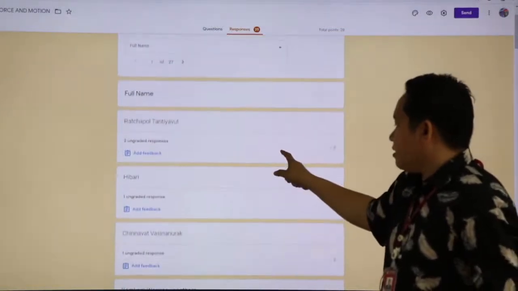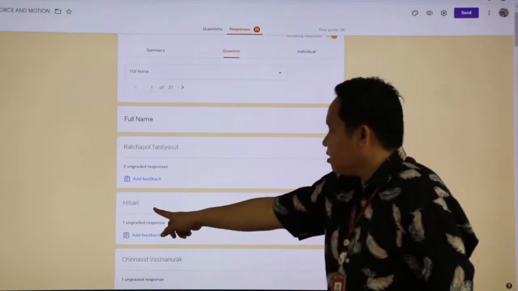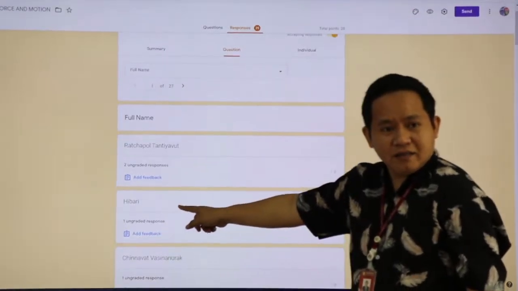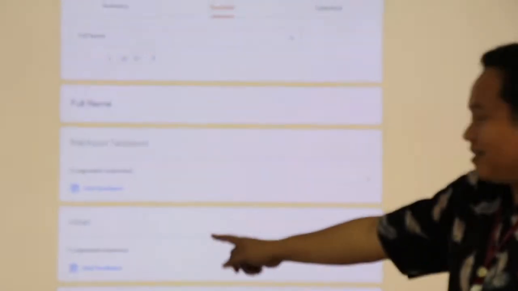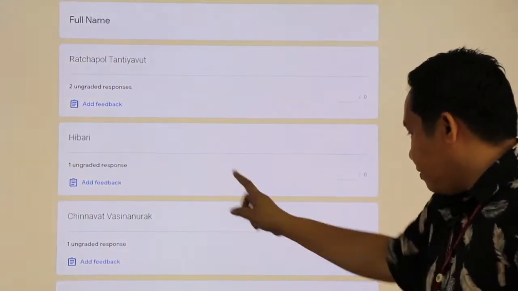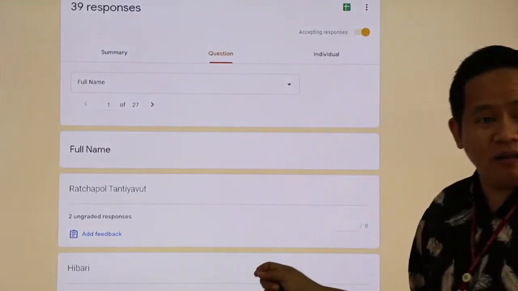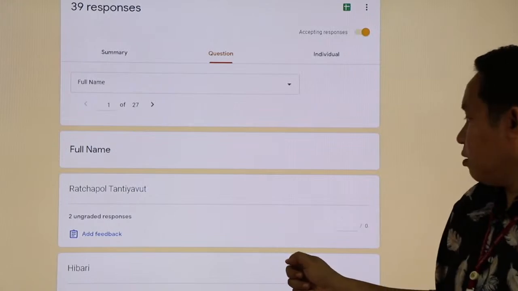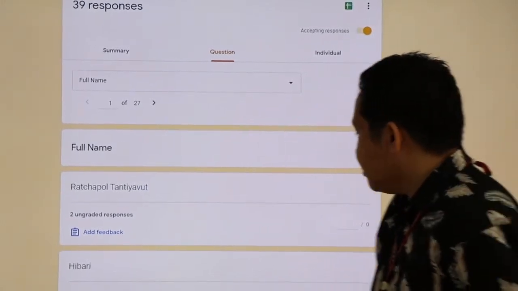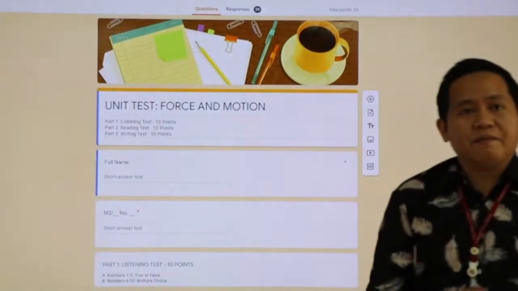Okay, Rachapon is done. Hibari, do I have a student Hibari? I don't have. Please check your name. If I know Shinawat, Kolakan, I know. Hibari, new student, Miss, or no? Who is Hibari? Please check your name. Use your real name, not nickname.